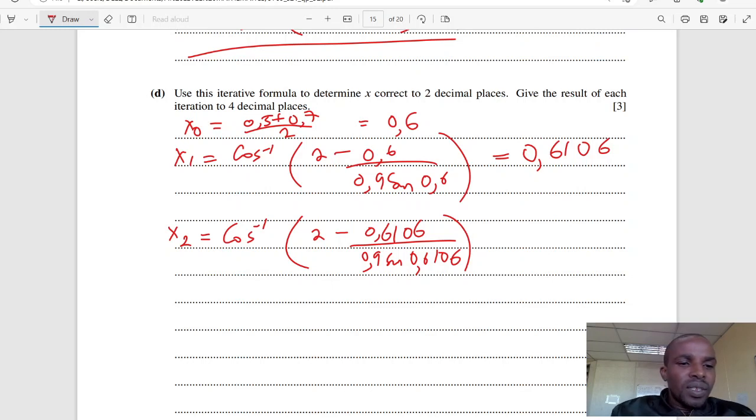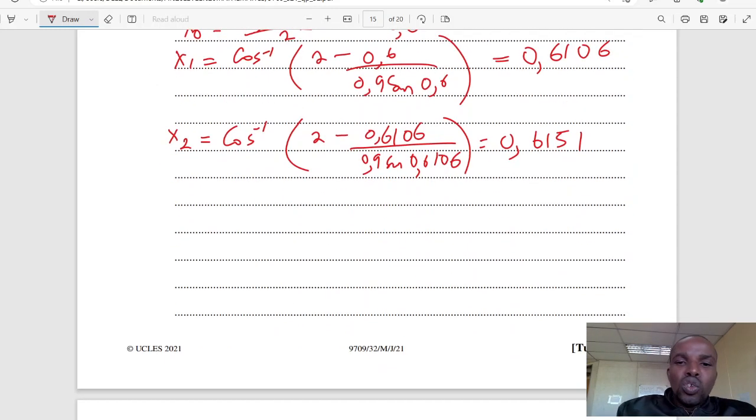Then in your calculator, you can just do it the easy way. Where there is 0.6, you can just put Answer. Where there is the one up there, you can just put Answer as well. Then it will be perfect. So it's 0.6151. They say to 2 decimal places. Let's check here. 0.612. So not yet. Let me move on to x3.